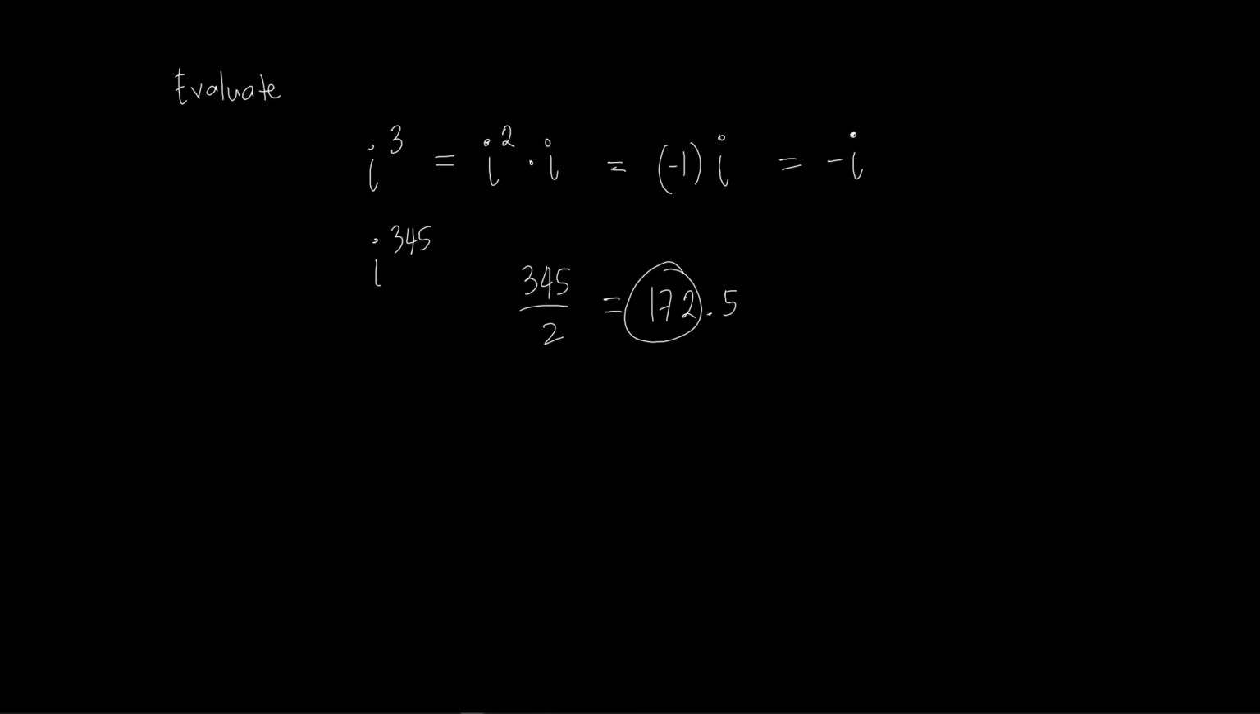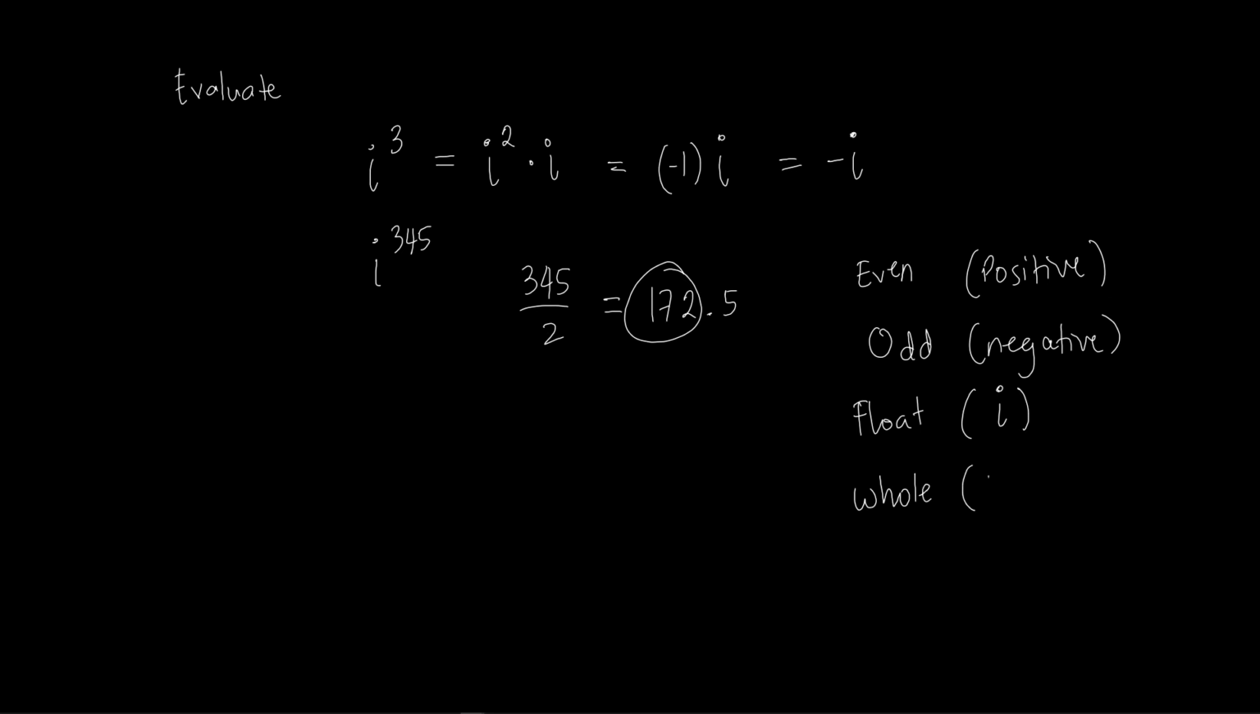This is the algorithm you should remember. If even, that is positive. If odd, that is negative. If there is a decimal point or float, that is i. If there is no float, meaning a whole number, that is 1. So, we check: 172.5, there is a decimal point, so that is positive i. Do we understand each other?